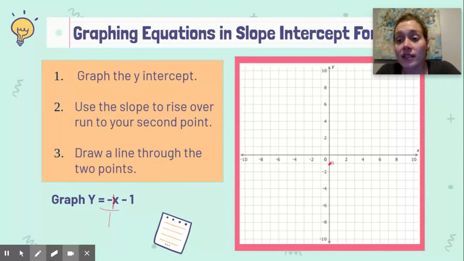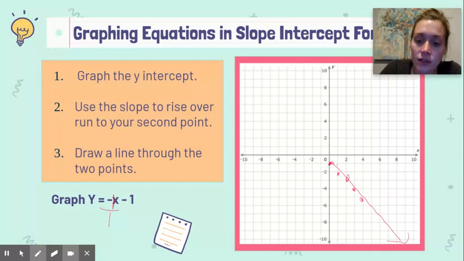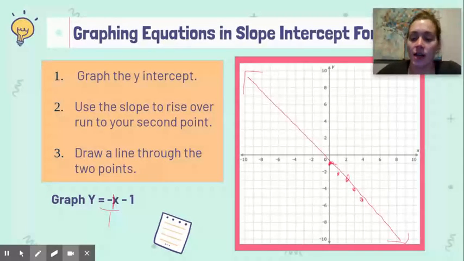Now, because it's negative, we're not going to rise up. When it's negative, we go down and over, still running to the right. So I'm going to go to the point we just plotted on the y-axis, and I'm going to follow my slope, negative 1 over 1. So down 1 over 1, always running to the right. Down 1 over 1. And I'm going to do that a few times. Down 1 over 1. Once we've got a few points here, we can just draw our line, extending through those points in both directions. And now we've graphed the line for that equation.